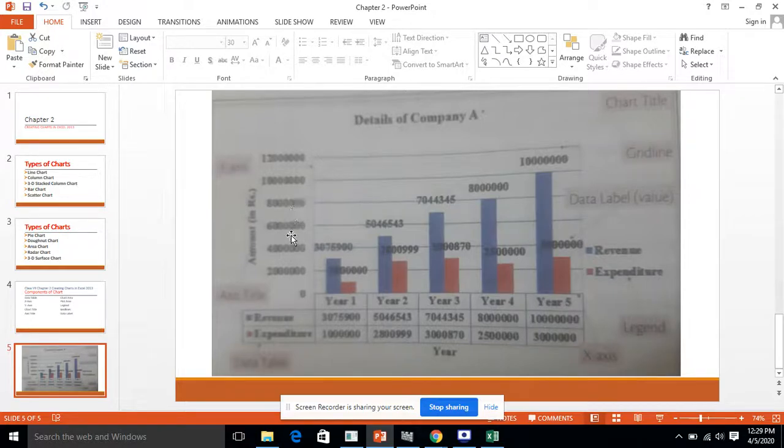So these are different components. You must understand these components because there may be some questions in your question paper when you will be asked to describe these components. I hope you will be able to understand all these things.